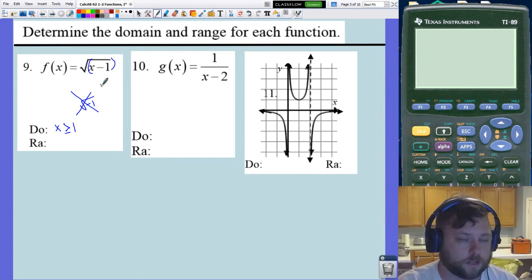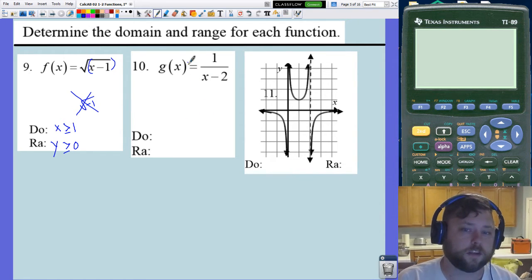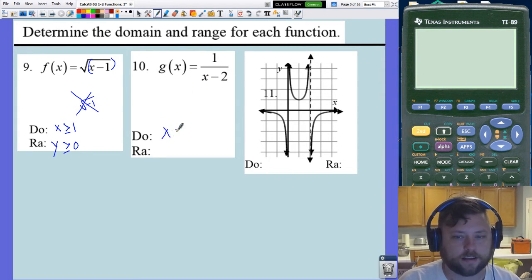Now again, square roots can't be negative, so it's 0 and above. So y has to be greater than or equal to 0, because everything has to be bigger. For this one, your domain is what x values make this divide by 0. It's 2. So I can say x is not equal to 2. That's a valid thing. That means everything else is okay except for 2.